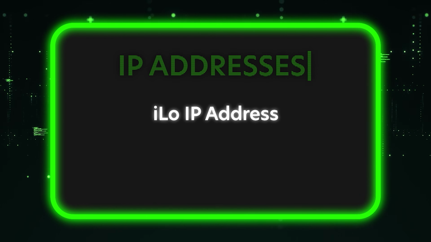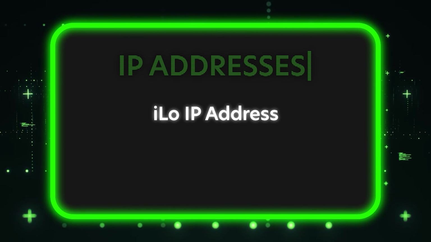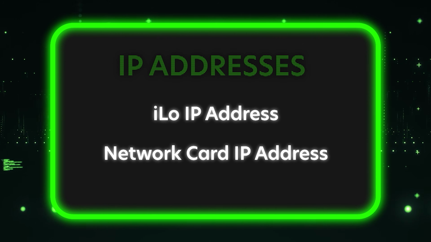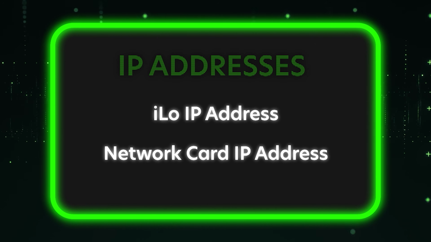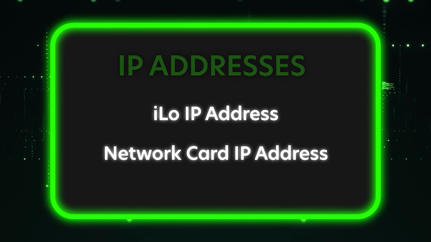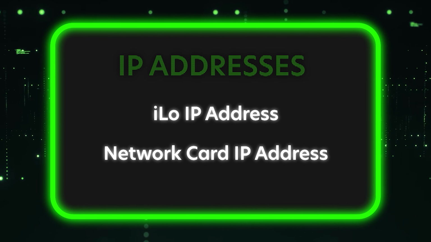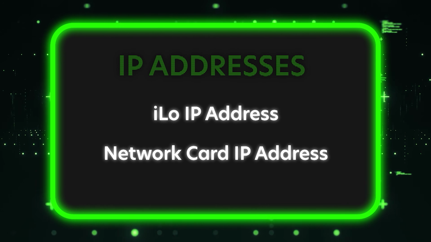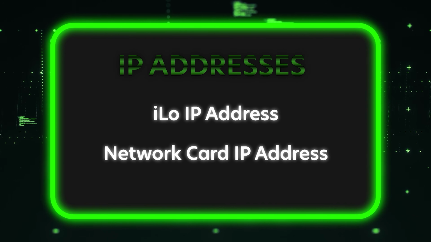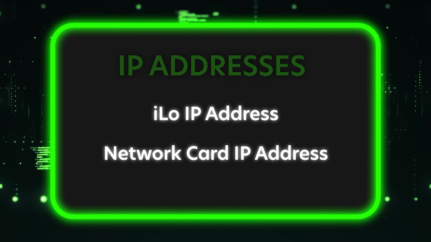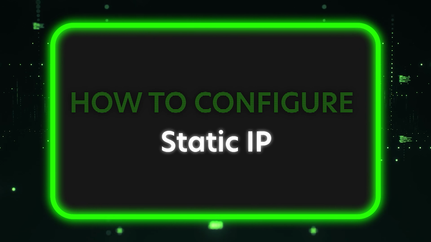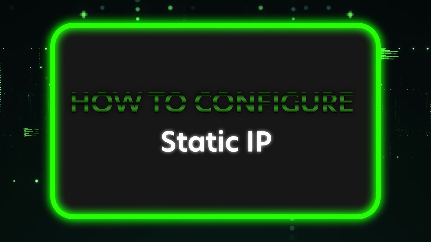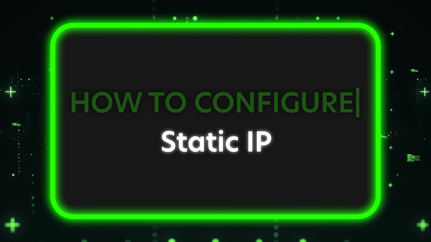There's really going to be two places that you can set an IP address. One, you have your ILO IP address, and two, you have your actual IP address for your network card. In this video, we're going to be configuring the network settings for the ILO, but the principles we show in this video are also going to be useful in case you want to set an IP for your network card. So first, I'm going to show you how to set a static IP address, and then after that, I'm going to show you how to configure DHCP.